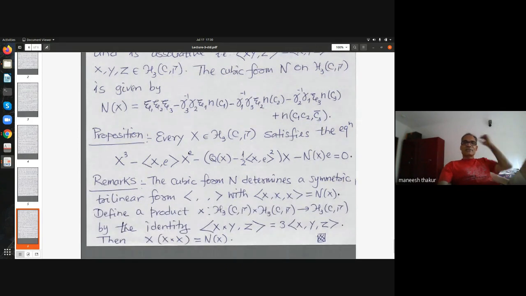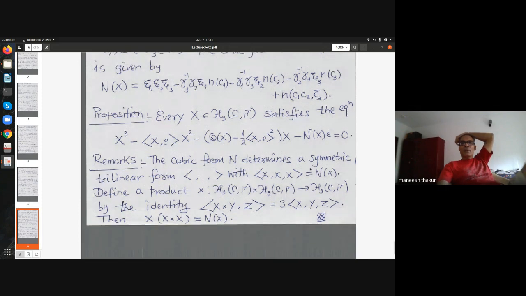And then there is a Cayley-Hamilton like equation that every matrix satisfies, which is x cube minus trace x times x square, and then there is a quadratic form associated times x, minus the determinant of x. Yeah, so this is more or less what I wanted to say today. I will continue from here next time.